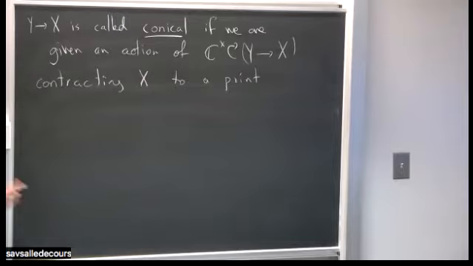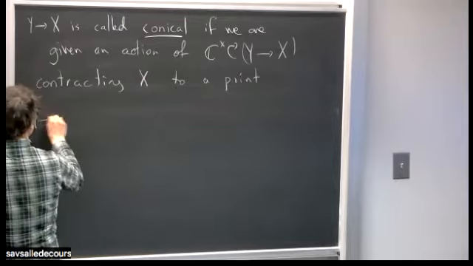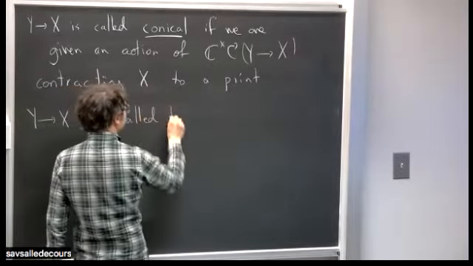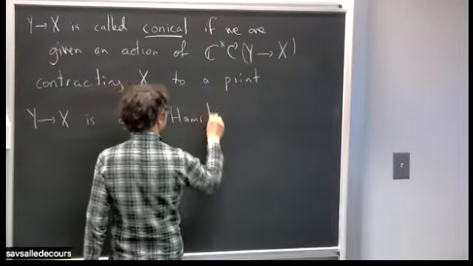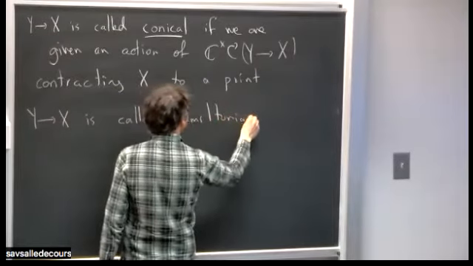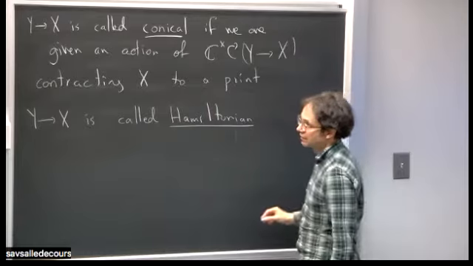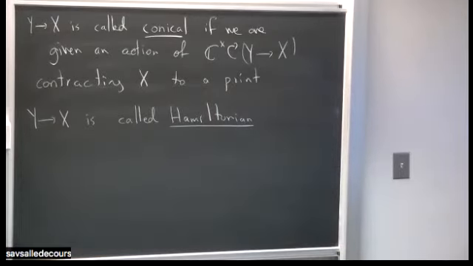And then there's another action we're going to be interested in, and this is called Hamiltonian. Here x is the Coulomb, the singular one, and y is this one. This action won't do anything on this P1, so it won't contract.